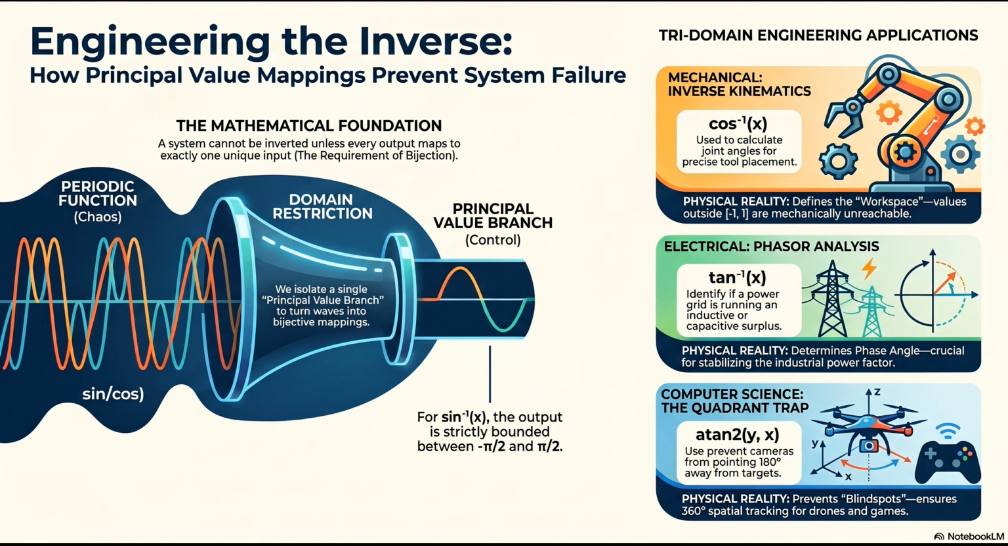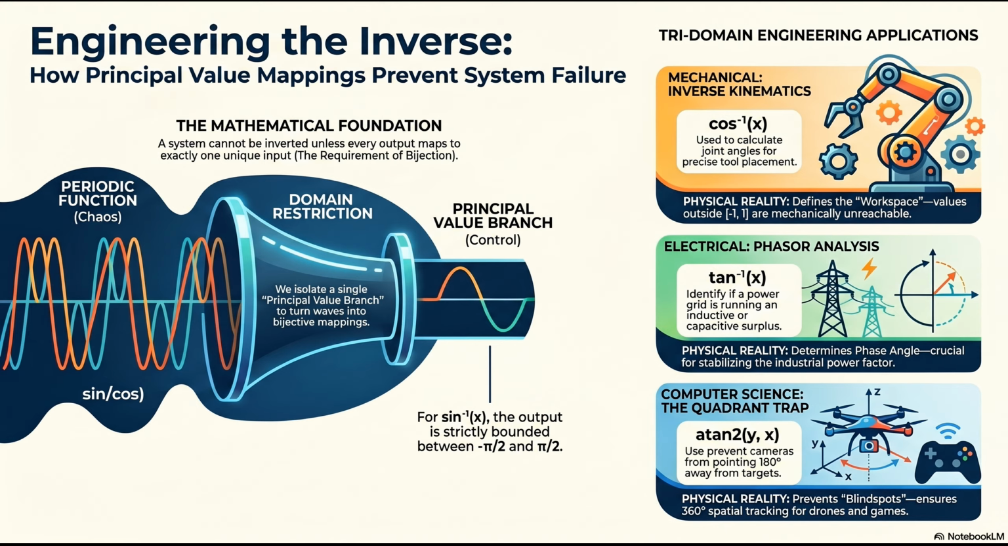ATAN2 uses programmatic conditional branching. It's essentially a series of if-else statements built as a shell around the original restricted math functions. Okay, so ATAN2 takes the raw coordinates. But how does the software actually use them to fix the blind spot? Is it just running a bunch of if-then scenarios behind the scenes to physically expand the map? It acts as an algorithmic traffic cop.